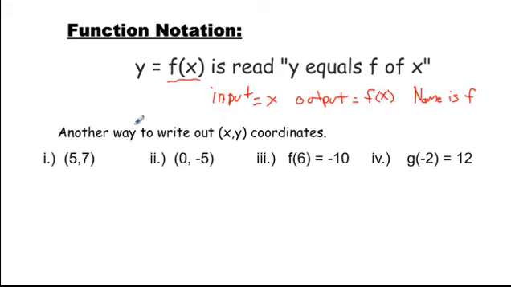Okay, so here's some basic examples. Here's a point with the coordinates x is 5, y is 7. But we are going to say f of 7 is equal to 5. And this one, f of 0.